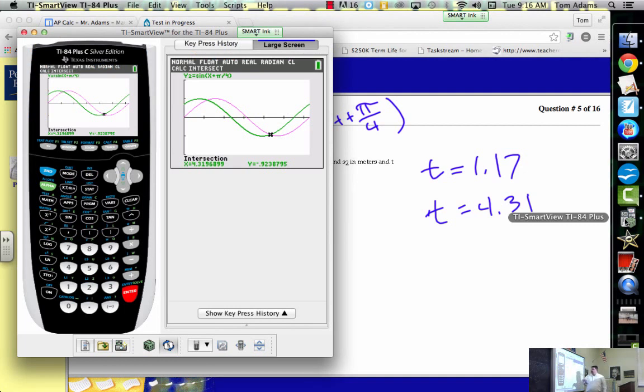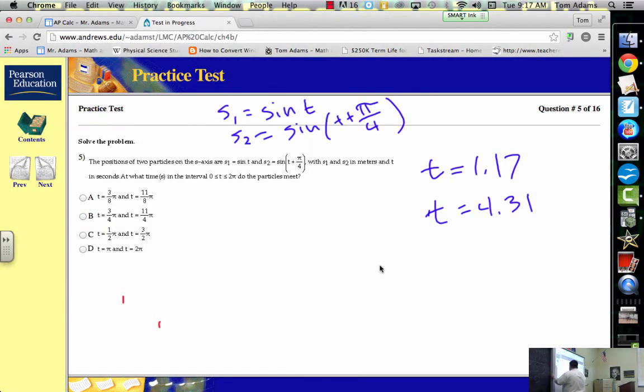One way to verify that, just to make sure, is if I hit trace, I might do something like 3 divided by 8 times pi, which was one of the solutions. I should have done 3 pi divided by 8, but it worked out because of order of operations, left to right. And then the other one was 11 divided by 8, so 11 pi divided by 8 would give me the other intersection. So the answer is A.